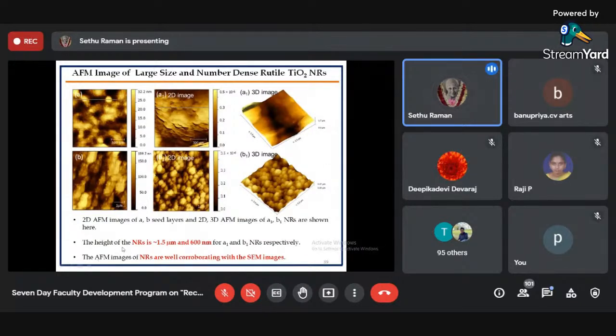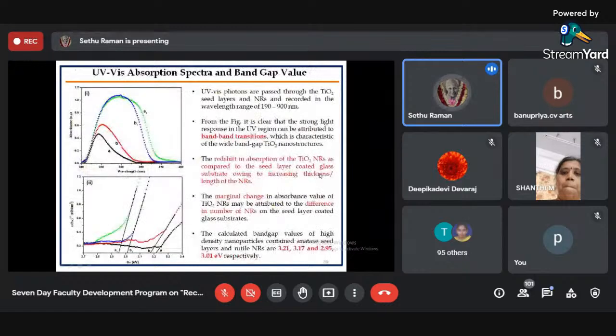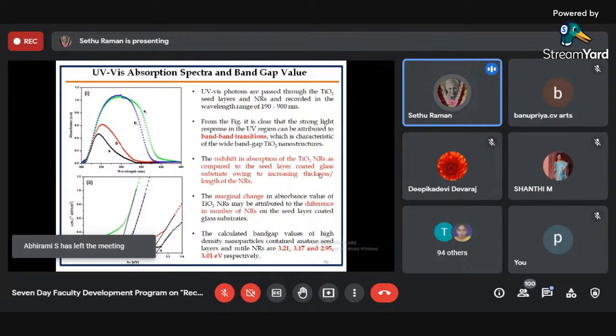The height of the nanorods calculated from the AFM is about 1.5 micrometer, and the diameter is about 600 nanometer for the nanorods. So the AFM images of the nanorods match well with the SEM images. We observed almost the same results in both AFM as well as SEM.